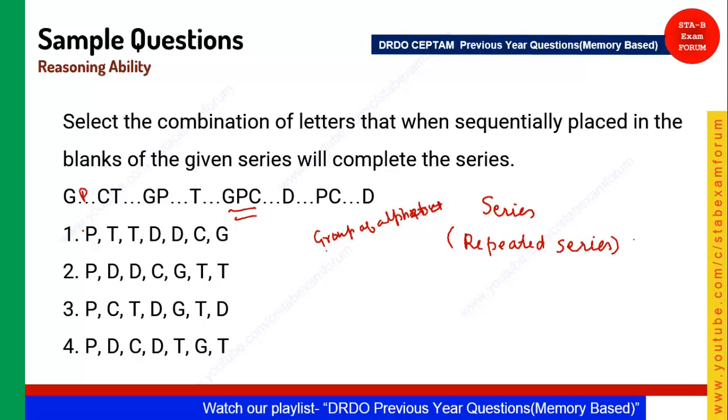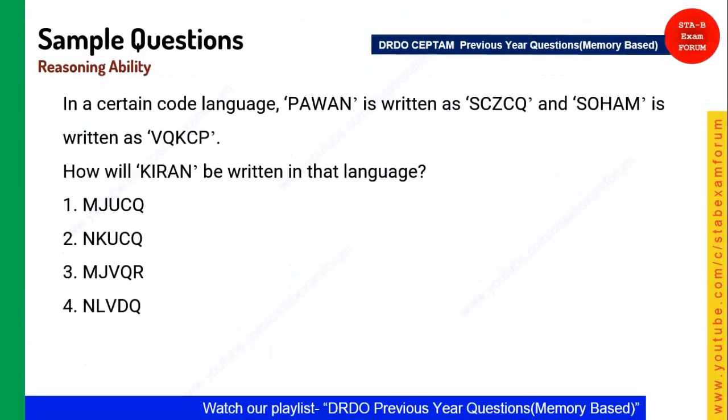So all these options have P, so all are correct for the time being. After that GPC, C should come, so the third fill should have C. As you can see, only option 4 has C, so option 4 is the right answer. A very simple one and a very tricky one. Yes, let's move to the next question, and your time starts now.